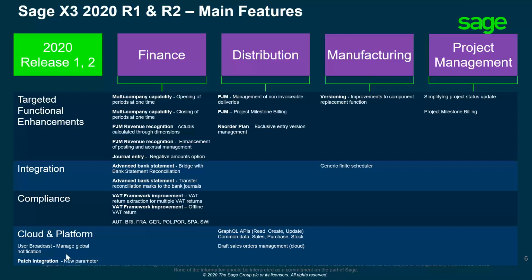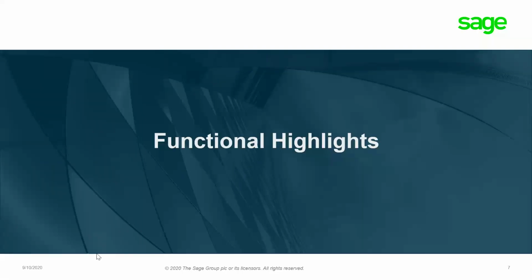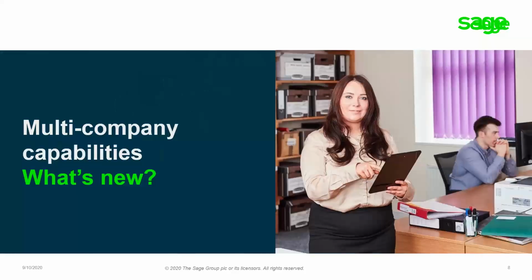For the cloud and platform areas, we have delivered a very nice, very user-friendly feature, which is user ability to manage global notification in Sage X3. And as you know, we have been in quarterly release cadence, so we continue to improve the easy patching process. That is why we have delivered some new parameters for the patch integration. So now let's go to the functional highlights, where I will highlight the main key features in these two releases.